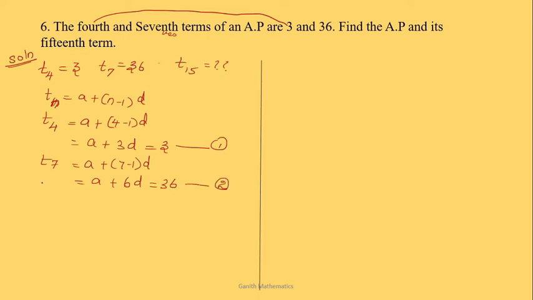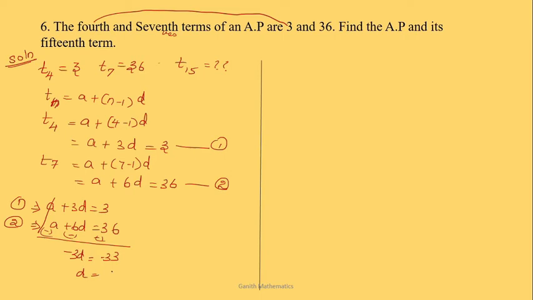Now we are going to solve these two equations. Equation 1 implies that A plus 3D equals 3. Equation 2 implies that A plus 6D is equal to 36. Now I am going to subtract these two equations. So A will cancel out, and this will be minus 3D and this is minus 33. So what will be my D? My D is minus 33 divided by minus 3, because this 3 is multiplication. When it goes to the other side, it will be in division. So our D is equal to 11.